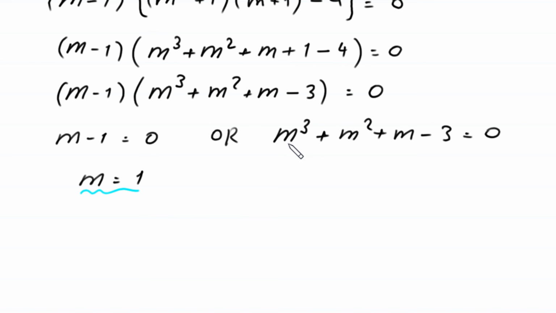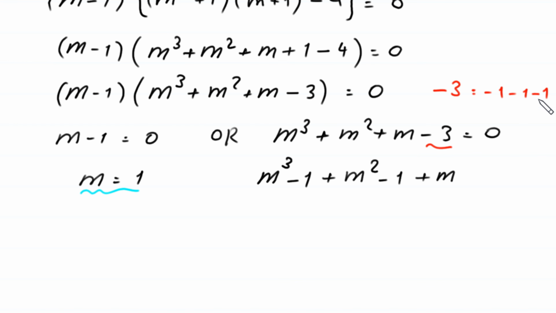To solve this cubic equation, we write this negative 3 as negative 1, negative 1 and negative 1, like this: m^3, and we write this negative 1 here, plus this m^2, and we write this negative 1 here, plus this m, and we write this negative 1 here, is equal to 0. Now this 1 is same as 1^3.